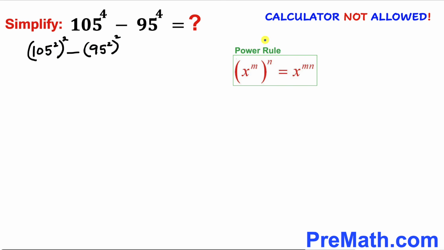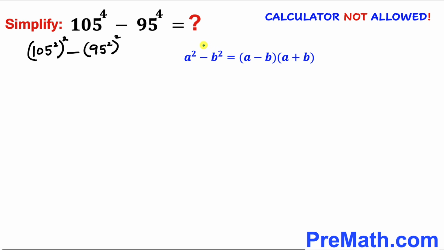And now let's recall the power rule of exponents. Here we can see we got x power m and then another power n. In other words, m and n are our nested exponents. So therefore this whole thing could be written as x power m times n. So no wonder this 105 power 4 could be written as 105 square and then power 2, and likewise 95 power 4 could be written as 95 square and then power 2.